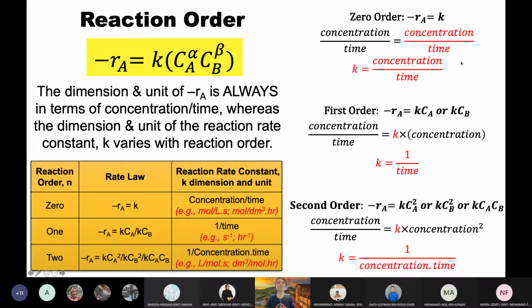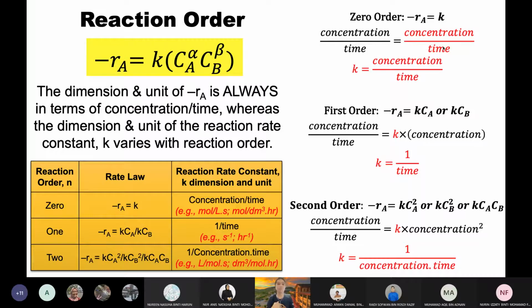So on your right hand side pun, automatically unit K, dimension K pun akan ikut dimension minus RA. Means K punya dimension pun concentration per time. So it can be mole per dm cube second, mole per liter hour, so on and so forth. So kalau zero order, dimension K, concentration per time. So kalau kamu tengok unit dia, dia akan jadi mole per liter saat. Ataupun like I told you, kalau American Engineering Unit, pound mole per feet cube second. Okay, so that's it for zero order.